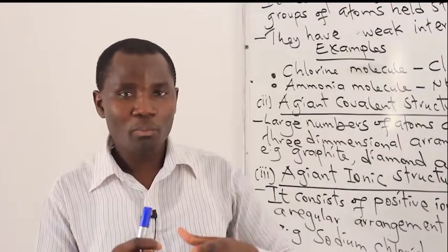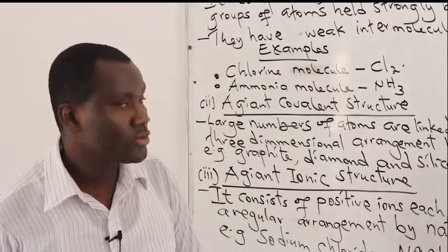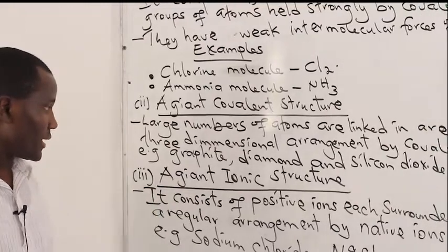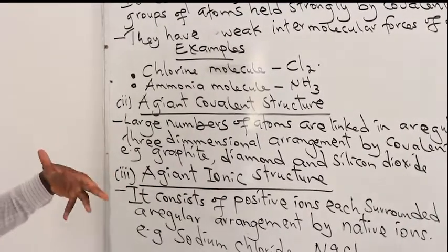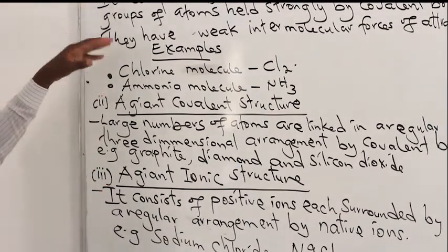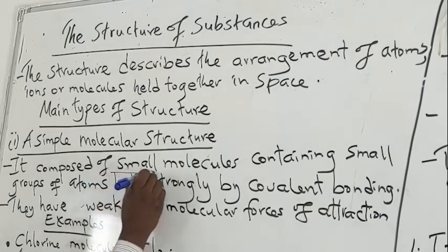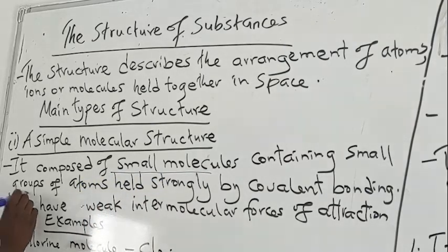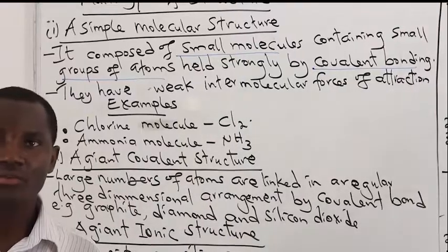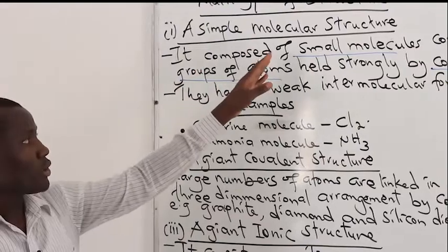These structures are just building on the main types of bonding that we had in this topic, which were covalent bonding, ionic bonding, and maybe some other components of metallic bonding. Now, as we want to start with simple molecular structure, we say that it is composed of small molecules containing a small group of atoms held together by covalent bonding. In this case, we just have a few atoms combining together to form a simple molecular structure.